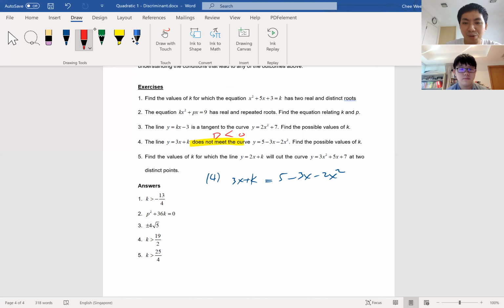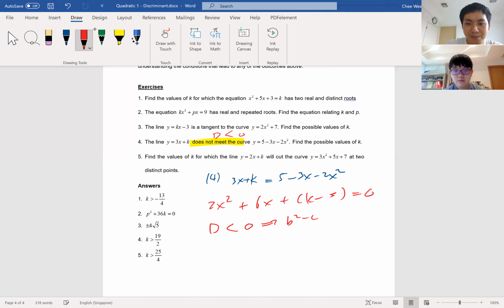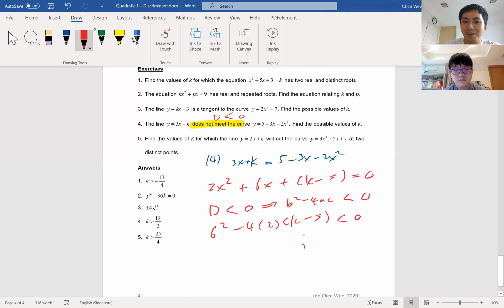Okay, so I will always shift such that my leading coefficient is positive. So I will have 2x squared plus 6x plus k minus 5 is equal to 0, in terms of x, of course. Then the discriminant is less than 0: b squared minus 4ac is less than 0. Then 6 squared minus 4(2)(k minus 5) is less than 0. Then solve from there. These things you should be very familiar with already, right?